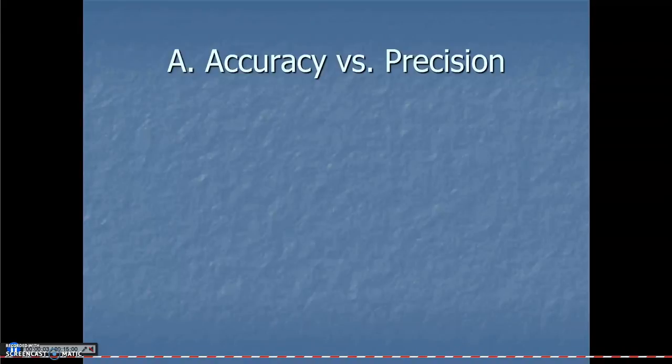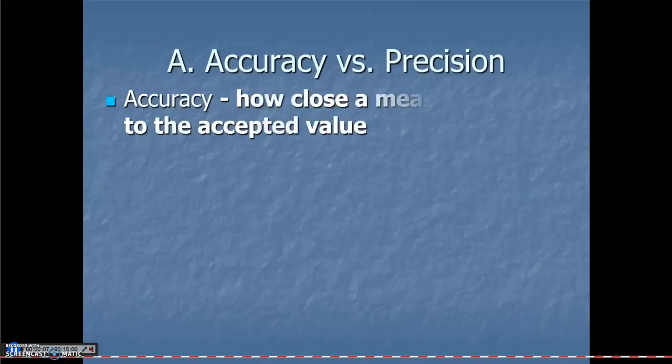So we want to talk about accuracy versus precision. Accuracy is a measure of how close our measurement is to the accepted value. When you do a lab, you want your data to come as close to the accepted value of that variable that you're trying to find as you possibly can.